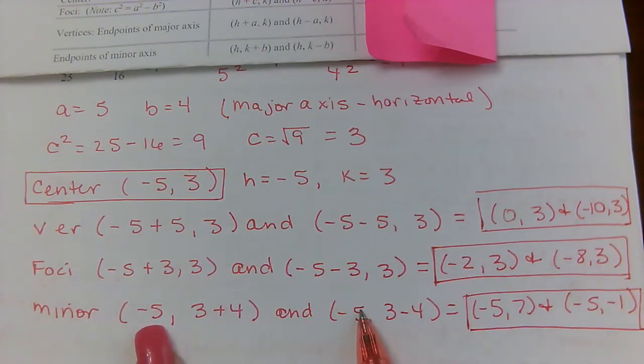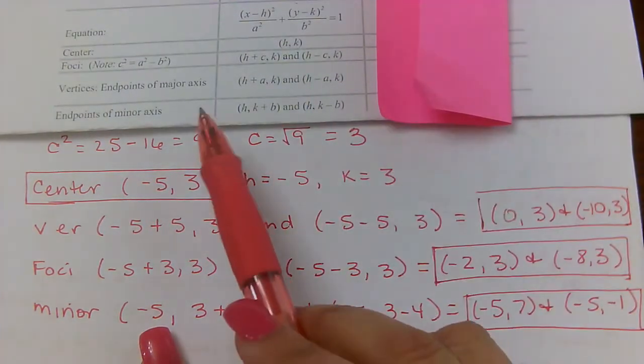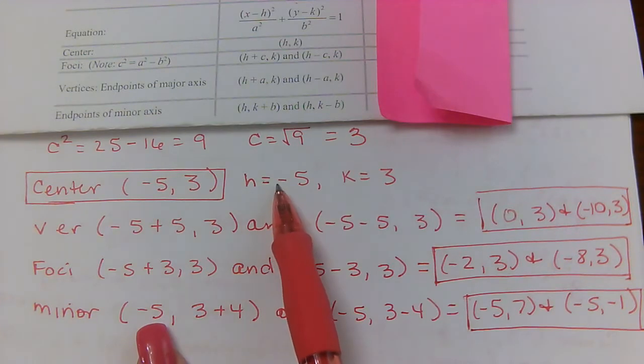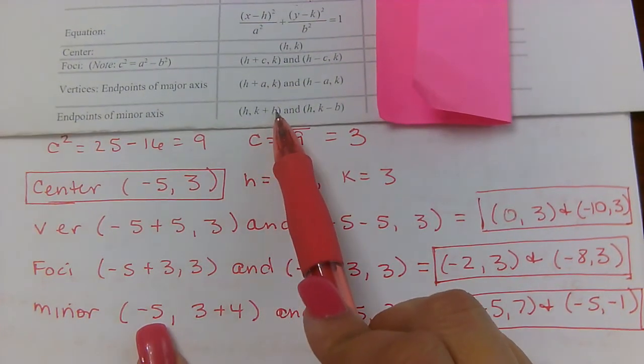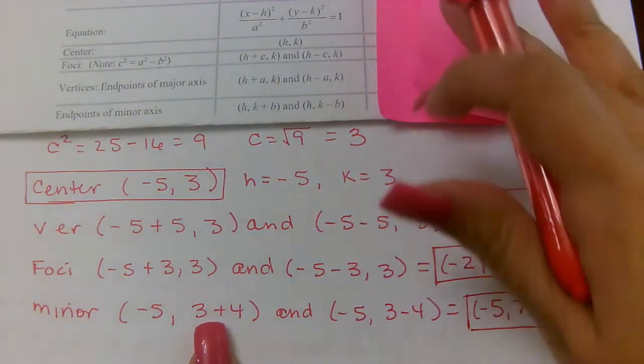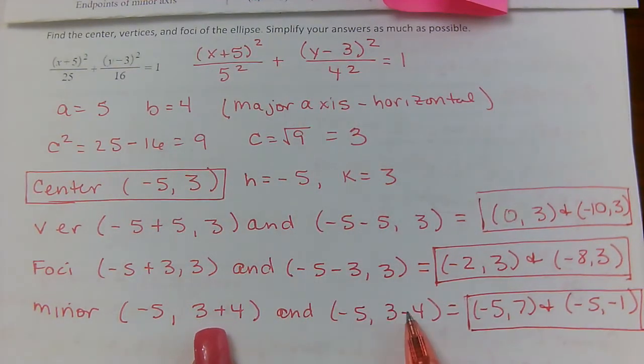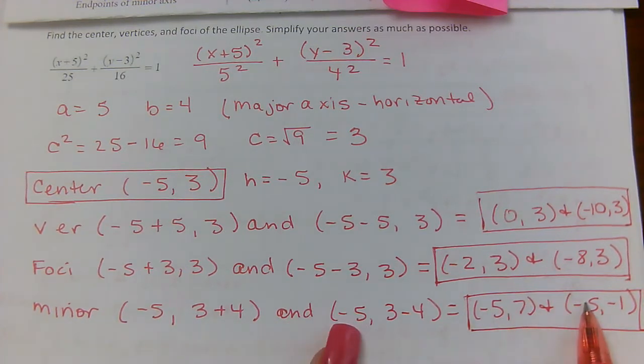For the minor axis, we're going to be using this equation here, h, which is negative 5, and then k plus b. So 3 plus b, which is 4. Okay. K minus b. So I simplify, this adds up to 7, and negative 5, this subtracts to negative 1.